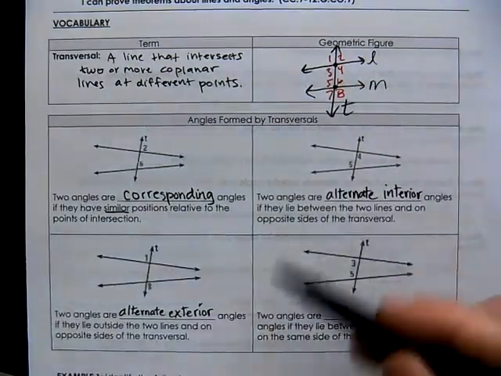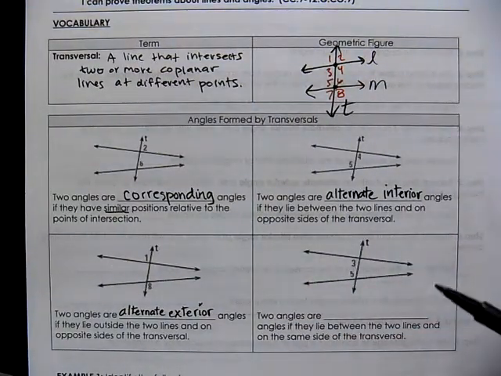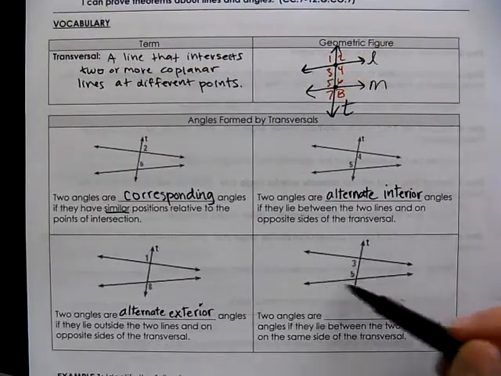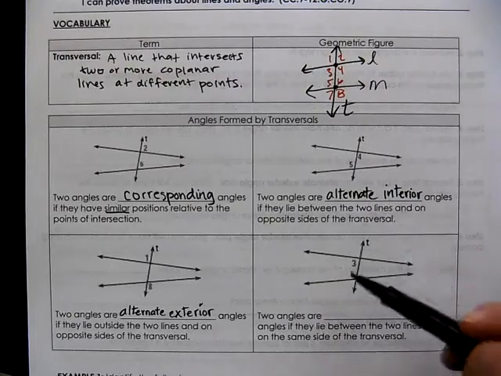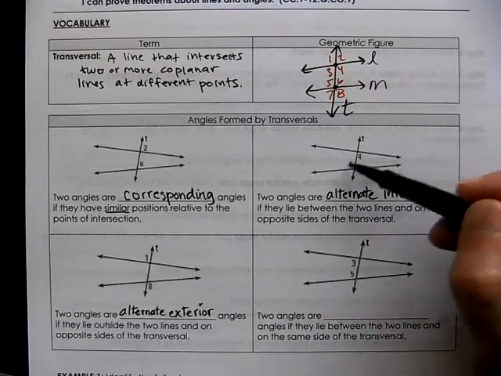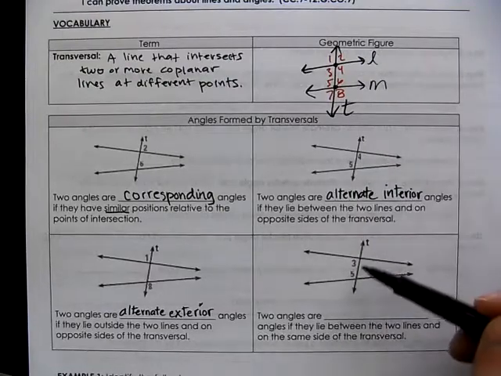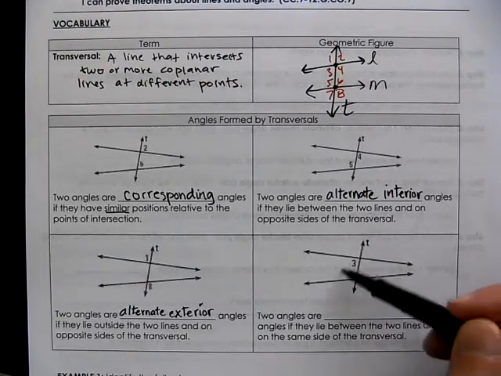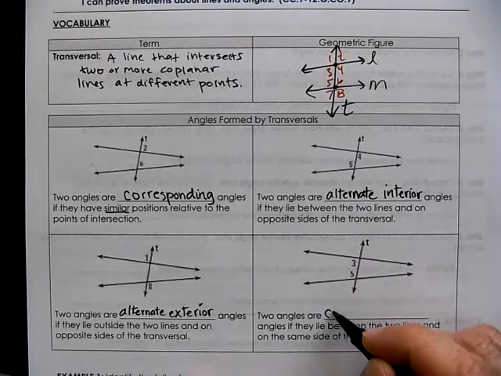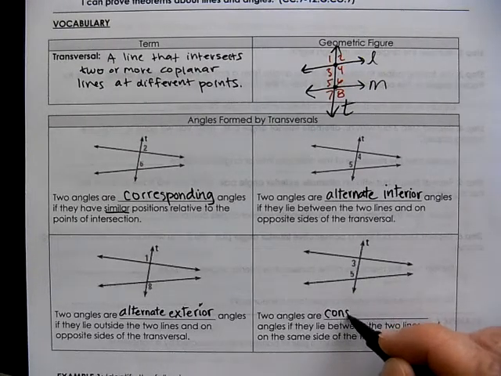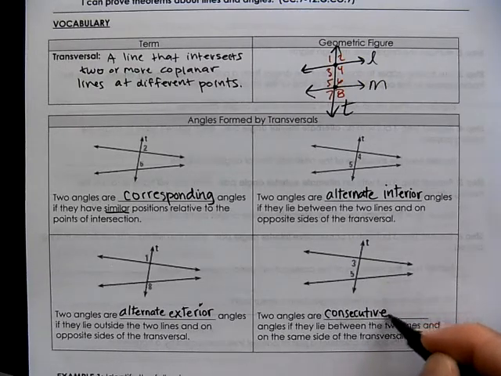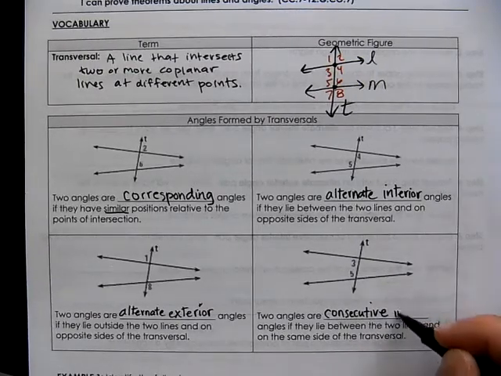For the last pair that we're learning about today, notice that once again our angles are between the two lines. So again, this is an interior pair, and if you contrast these two diagrams, above we have alternate interior. These are not alternate because these two angles are on the same side. So we call them consecutive. Consecutive interior.